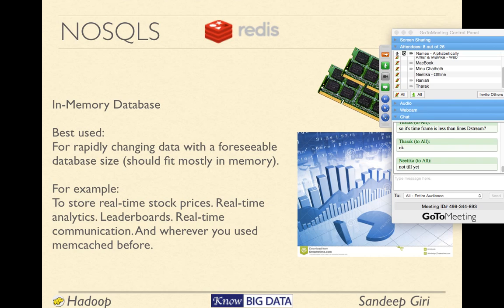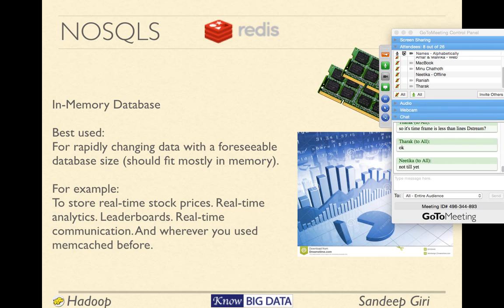Redis runs parallelly in the network such that we can store complex data into Redis, and it can basically give us a brilliant performance. Okay, so the best use case of Redis is for rapidly changing data with foreseeable database size. Means the database size should be predictable, and we know that this kind of data is okay to have in memory.